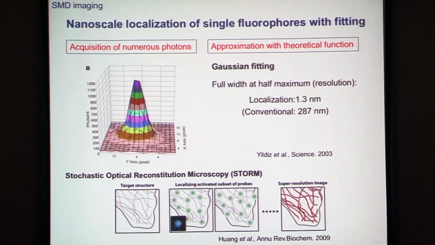Again, I'm going to stress that in SMD imaging, first we acquire lots of photons, and then use theoretical functions and fitting. Because we use fitting, an approximation, we can obtain other validating data, such as errors or the detection limit. That's a very important aspect of SMD imaging. This nanoscale localization technique allowed for the stochastic optical reconstruction microscopy done later, which is pretty famous. I don't have to talk about it right here.